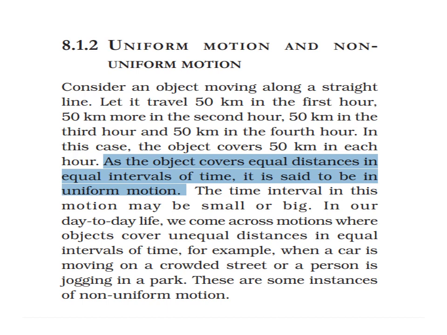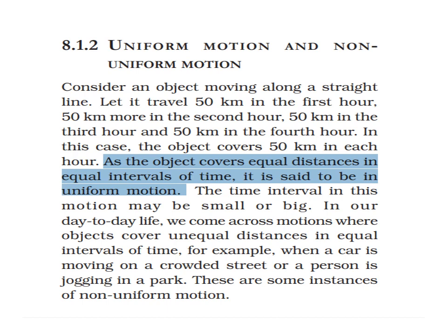Next, what do we mean by uniform motion and non-uniform motion. Uniform motion means when an object covers equal distances in equal intervals of time, however small the time interval may be. Let us understand it with the help of an example. An object covers 50 kilometer in the first hour, another 50 kilometer in the second hour, another 50 kilometer in the third hour. It means that in each hour the object covers 50 kilometer. This indicates equal distances in equal intervals of time, so that motion is uniform motion.